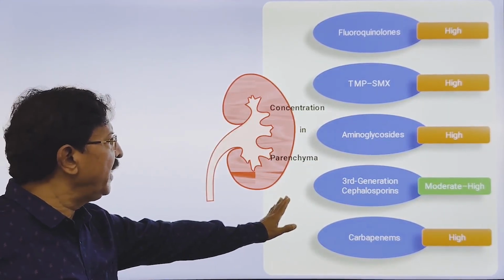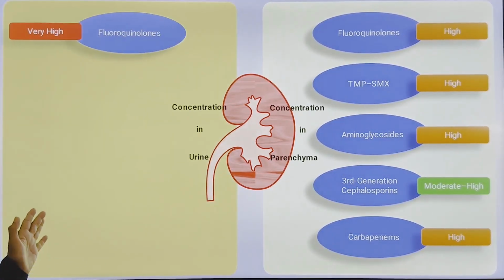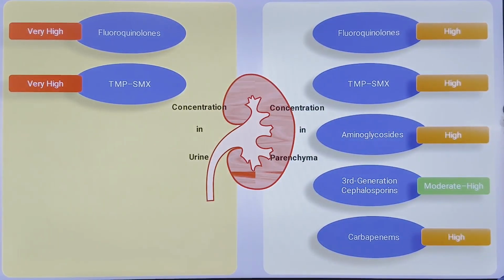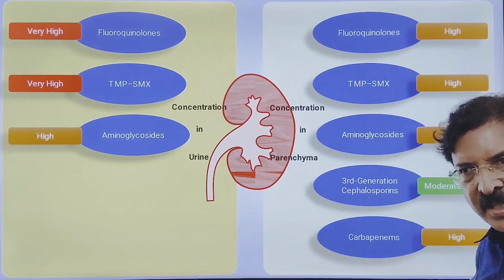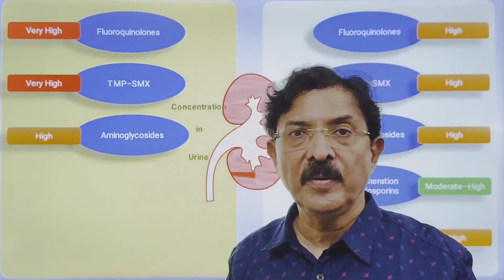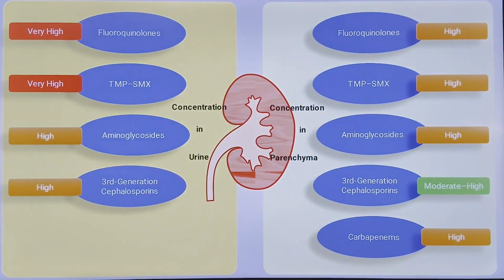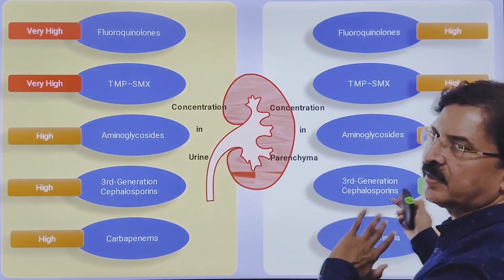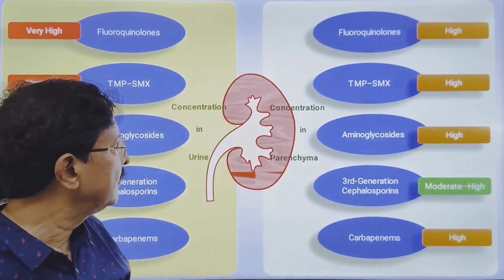But when it comes to their excretion in urine, the picture changes a little bit. Fluoroquinolones continue to remain very high. Trimethoprim is also very high, but aminoglycosides become a little less because they are excreted by tubules, and tubular function can be deranged in a patient of obstructive uropathy. The cephalosporins are also high and carbapenems are also high. So please see this change of antibiotic concentration within the parenchyma and then in the urine.